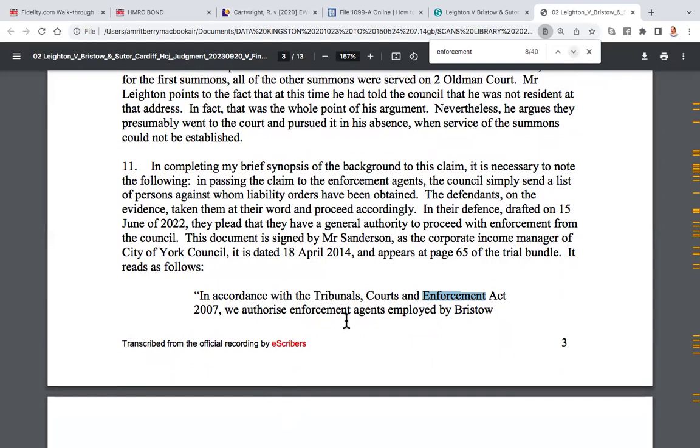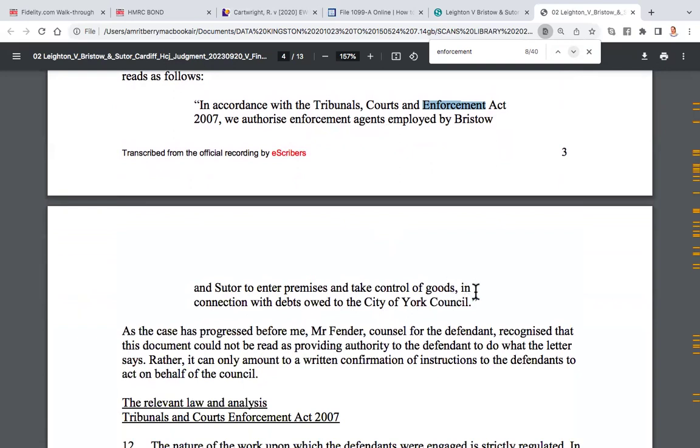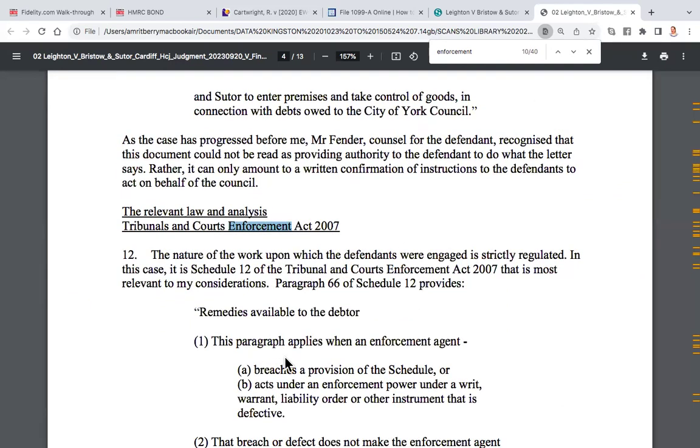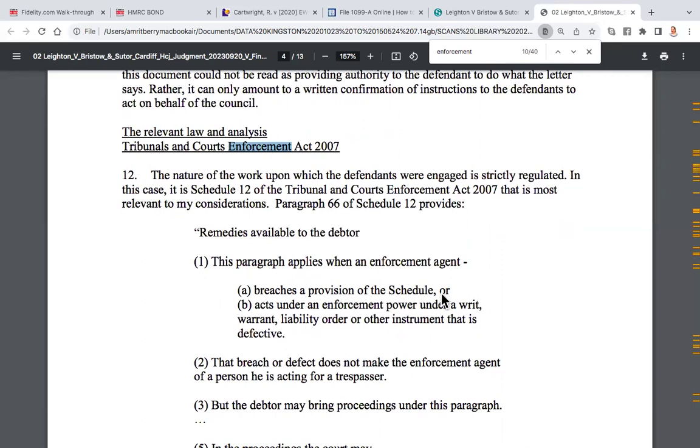The 2007 Tribunals and Court Act. They get into the premises to take control of goods in connection with debts owed to the City Council. Let's just carry on with the word enforcement. Okay, paragraph. So what's wrong with it? It breaches a provision of the schedule or acts under an enforcement power under a writ, warrant, liability order, or other instrument that is defective. So these instruments are defective because the right of appeal has been denied.